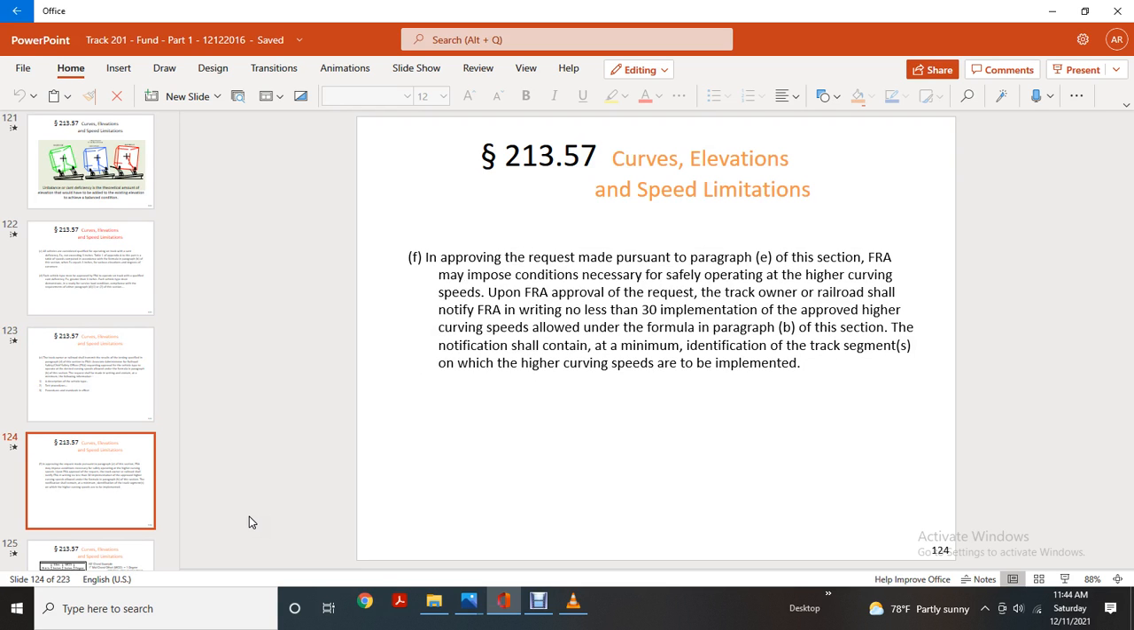(f) The FRA may approve the request pursuant to paragraph (d) of this section and may impose conditions necessary for the safety of operating at higher curving speeds. Upon FRA approval of the request, the track owner or railroad shall notify the FRA in writing no less than 30 days before implementing the approved higher curving speed allowed under the formula in paragraph (b) of this section. This notification shall contain, at a minimum, the identification of the track segments where the higher curving speed will be implemented.